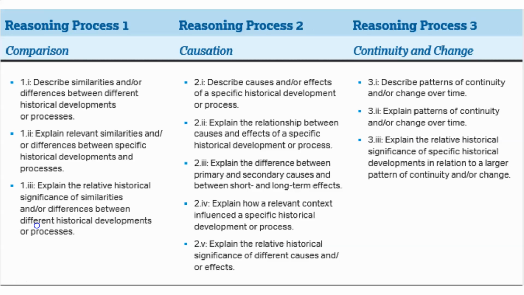Causation is really cause and effect, being able to identify the causes of a historical event and the impacts of that historical event. Being able to explain both primary causes, meaning the immediate causes, as well as maybe secondary causes for historical events and short and long-term impacts. The final one is looking at continuity and change, and this is the one that you probably have the least amount of experience with. This is looking at larger historical patterns and trying to figure out why some things remain constant, why some historical patterns are resistant to change, and then identifying causes of change over time.